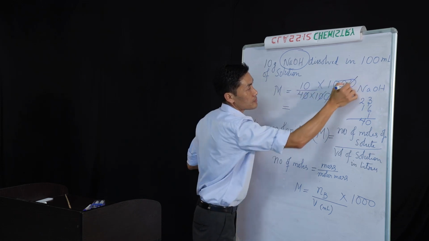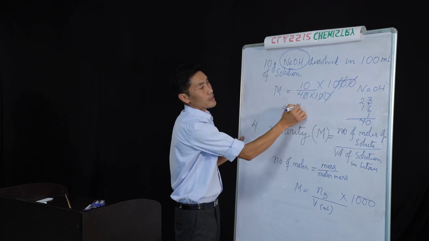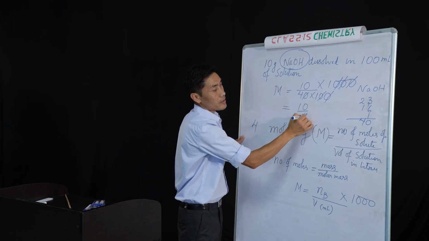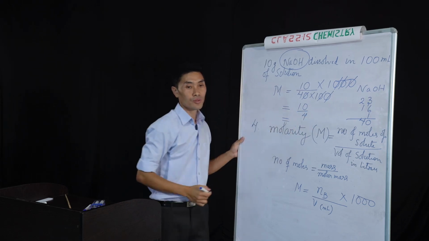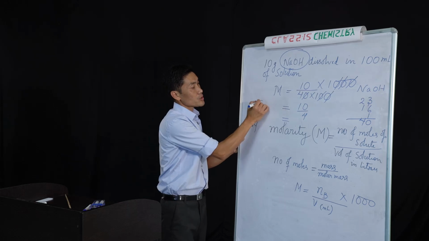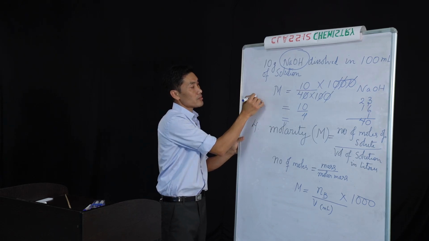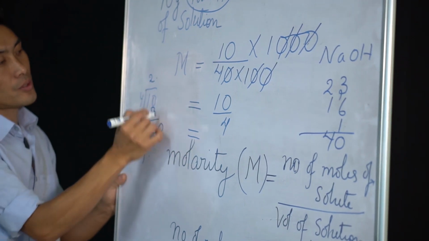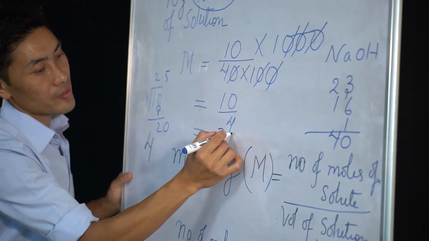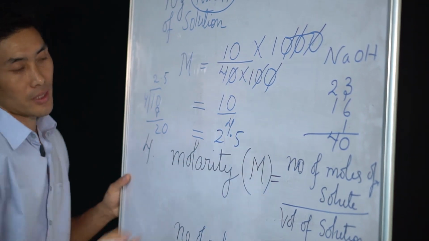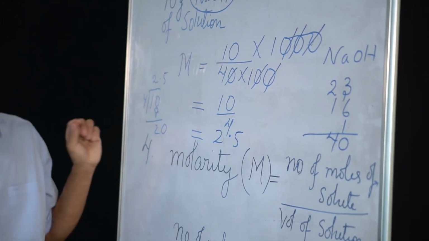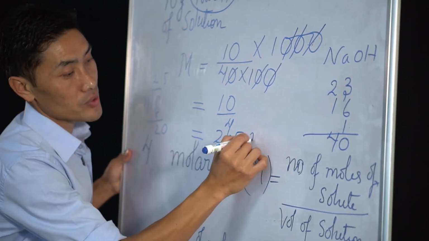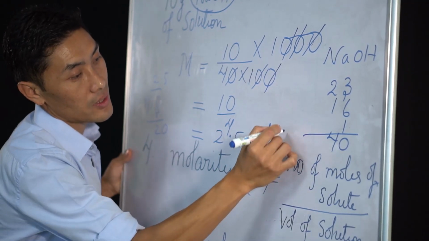What do we get? We get 10 divided by 4. So molarity of the solution should be 10 divided by 4. We get 2.5 molar, or this molarity can be expressed in terms of moles per liter.